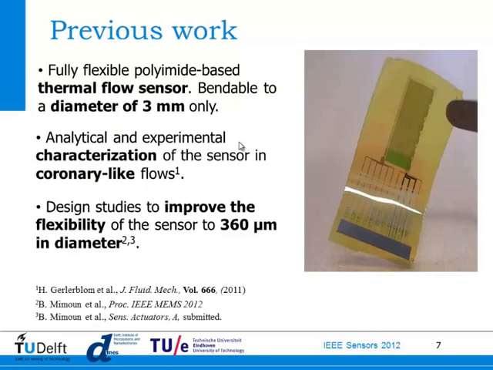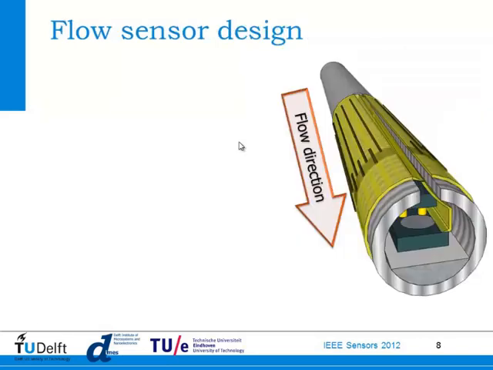So the previous work: we have previously reported a fully flexible thermal flow sensor, flexible to a diameter of 3 mm, which is good, but obviously not good enough for being included at the tip of a guidewire. We have also shown that this flow sensor is very able to follow coronary-like flows, and then we have also shown how to improve the design of the flow sensor to make it flexible to such small diameters. So this is the flow sensor.